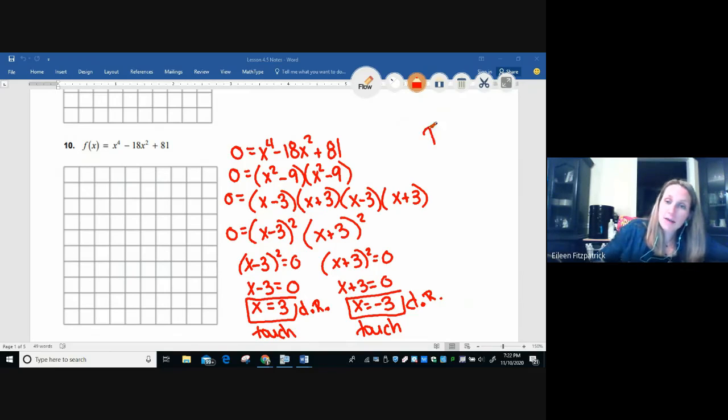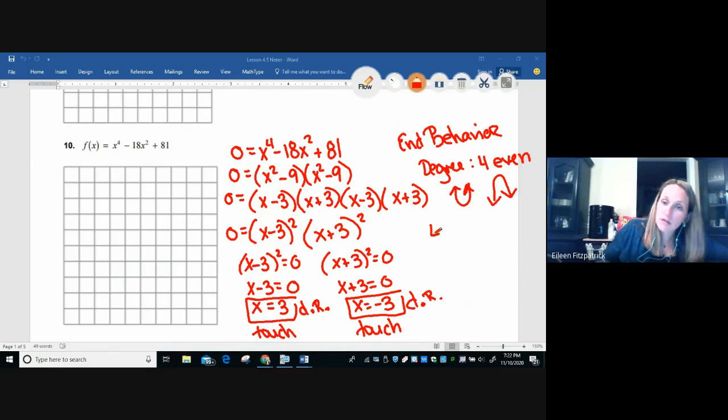My end behavior: the degree is even, so it takes the shape of quadratic parabolas where both ends are up or down. My lead coefficient is +1, so I know both ends are going to be up. And also the 81 is your y-intercept.